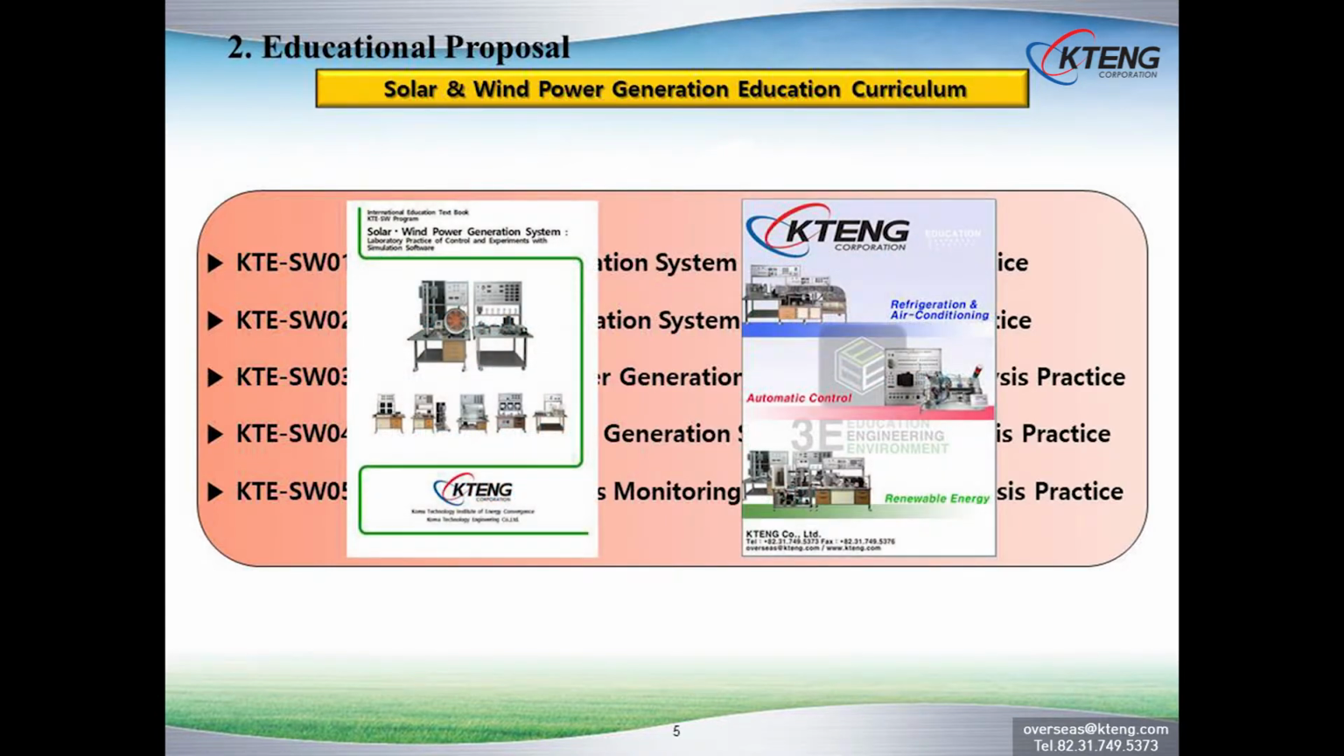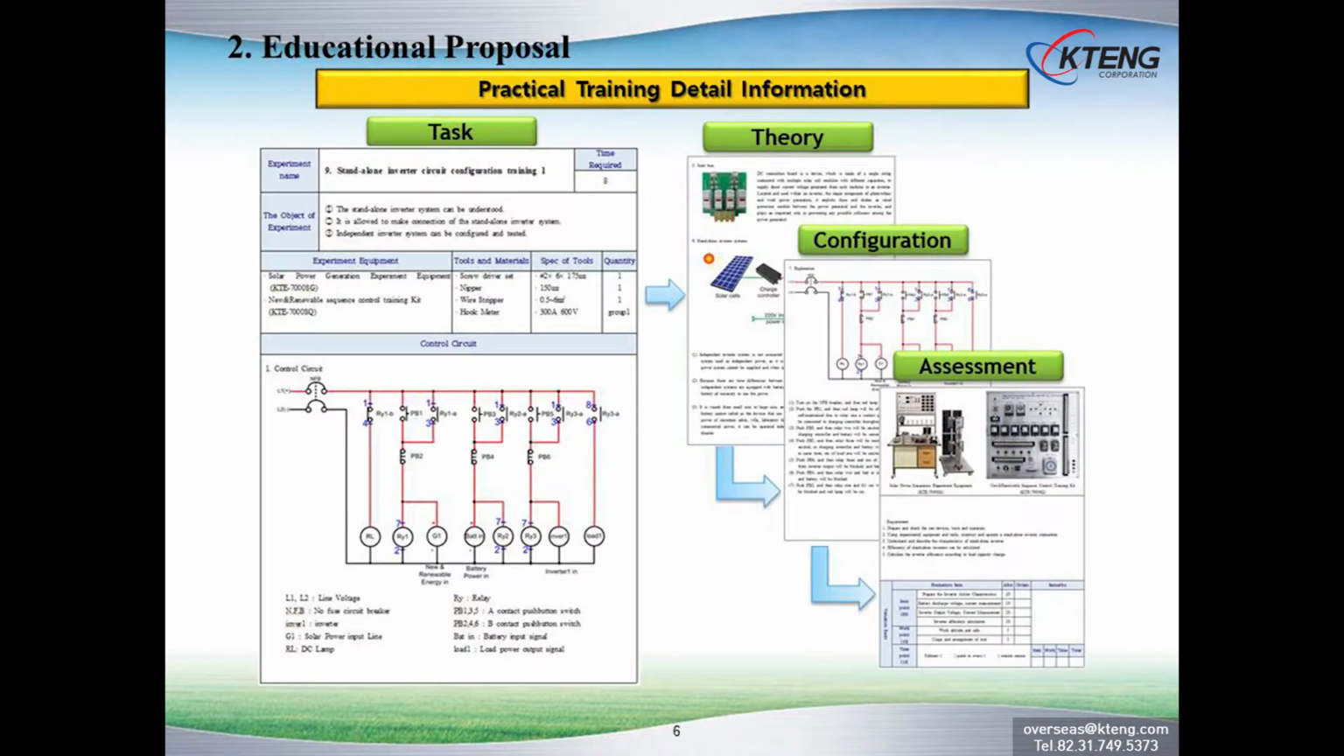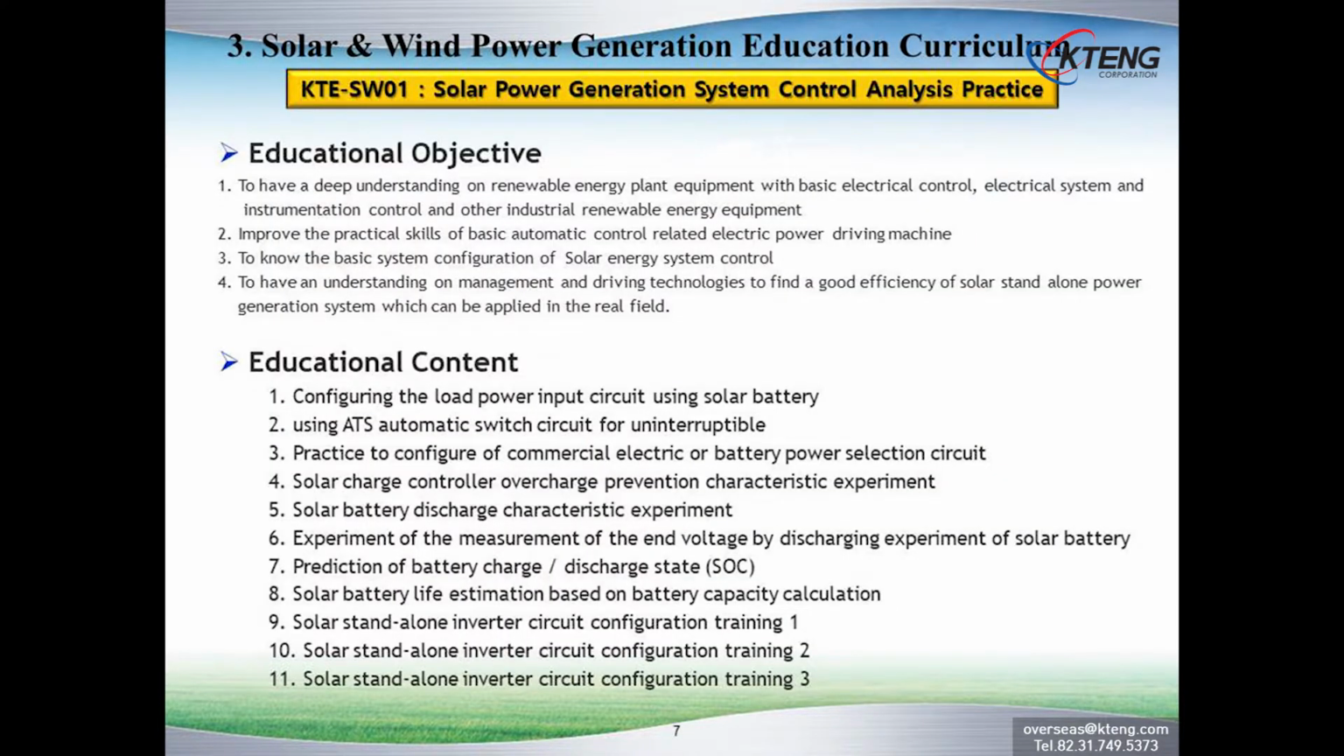We also offer the textbooks that are produced in accordance with this curriculum. The following is the composition of the integrated textbook Solar and Wind Power Generation. The textbook consists of experiment title, description of theory, method of experiment, and finally chapters for analysis and discussion of results.